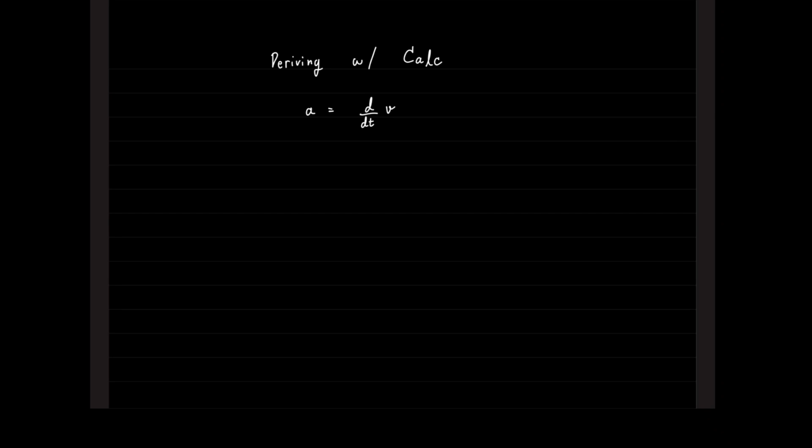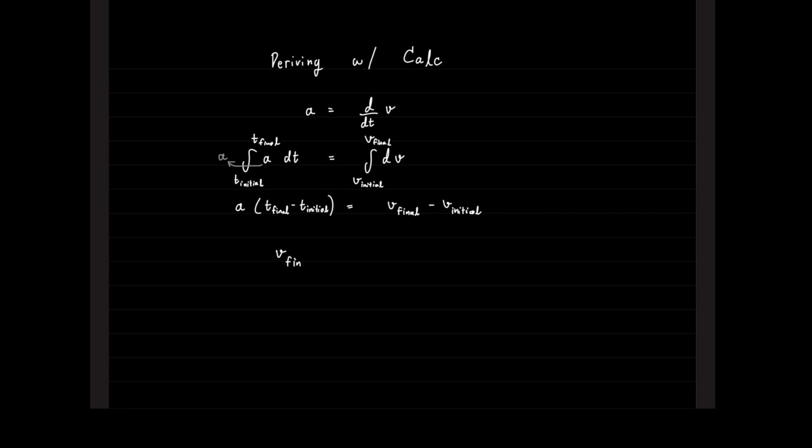Let's start with the definition of acceleration, and then we can integrate this. And it goes from the initial velocity to the final velocity, and from the initial t to the final t. So in this case, the acceleration is constant, so we can pull it out of the integral. So we have the conclusion of our first equation.